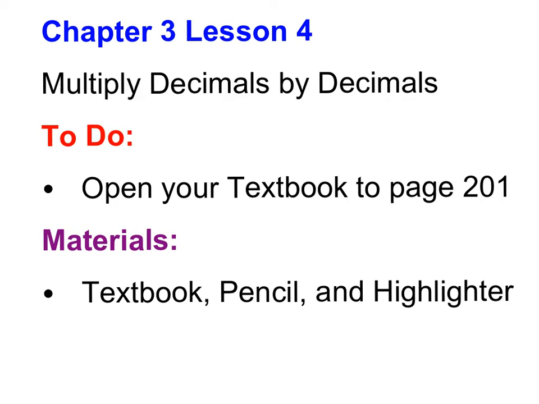This lesson will be for Chapter 3, Lesson 4, Multiplying Decimals by Another Decimal. So to start, please open up your textbook to page 201 right now, and make sure you have your pencil and highlighter ready as well. When you have your materials ready, go ahead and continue the recording.